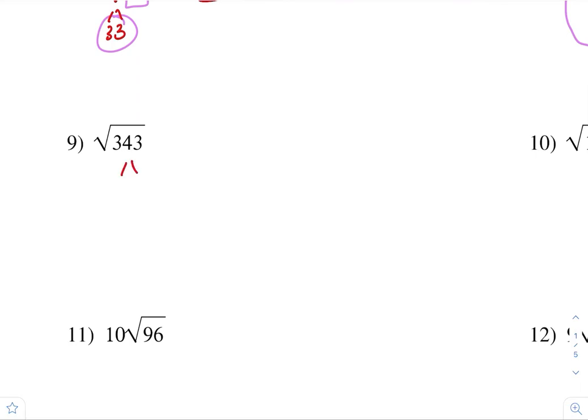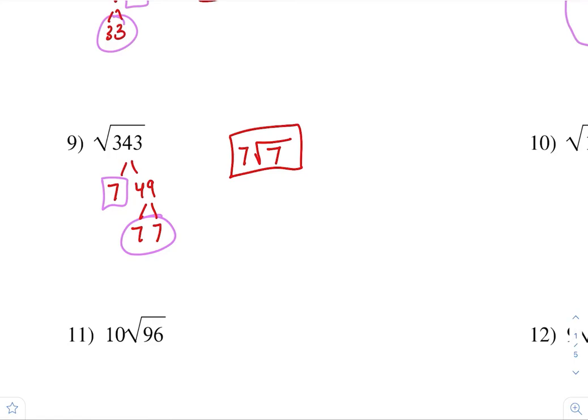Alright, a factor of 343 is 7 and 49. And factors of 49 are 7 and 7. Found a pair of 7s, and a leftover of 7. So the leftover goes on the inside, and the pair of 7s goes on the outside. 7 square root of 7.